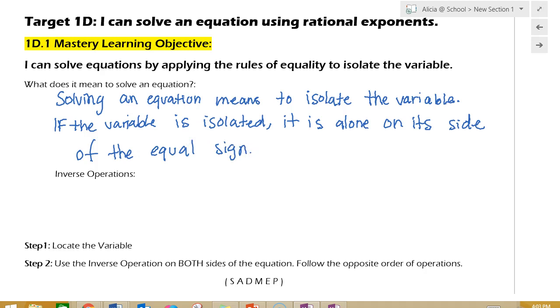Alright, so what does it mean to solve an equation? Well, solving an equation means to isolate the variable. If the variable is isolated, it is alone on its side of the equal sign.